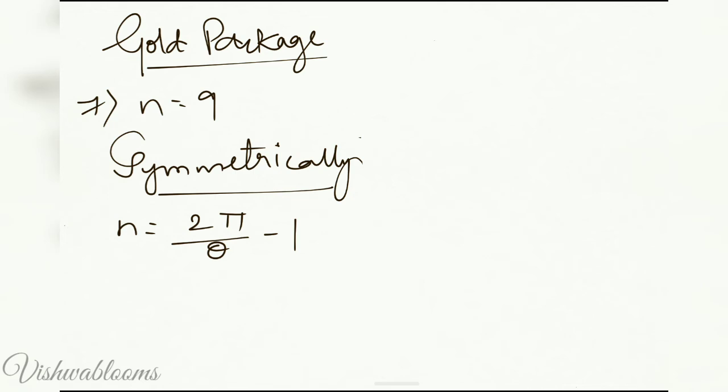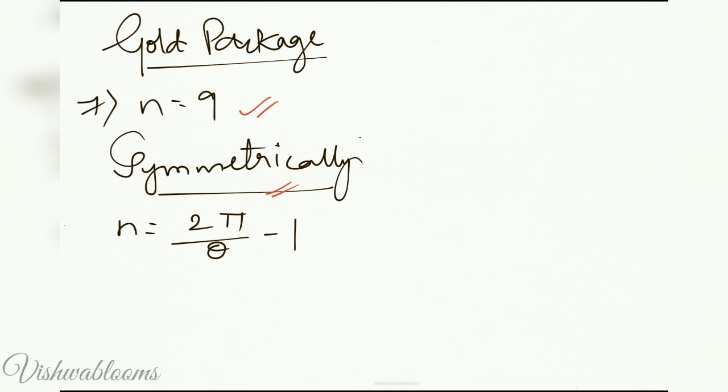9 images are noticed for an object placed in front of two plane mirrors inclined at an angle theta, then the value for theta is. So there are two plane mirrors like this. Now they are inclined at an angle theta, and the number of images formed is 9. So how do we find theta? We use the formula n is equal to 2 pi by theta minus 1, because these are symmetrically placed.